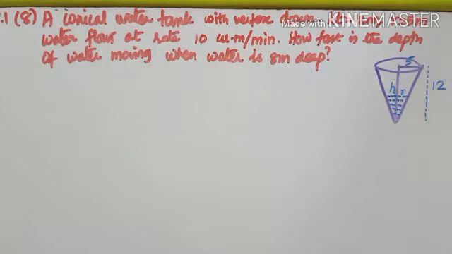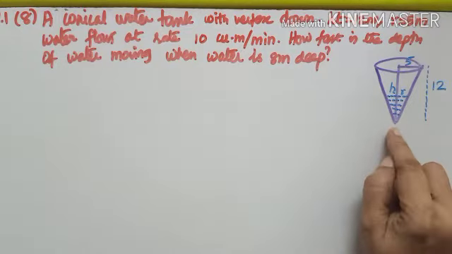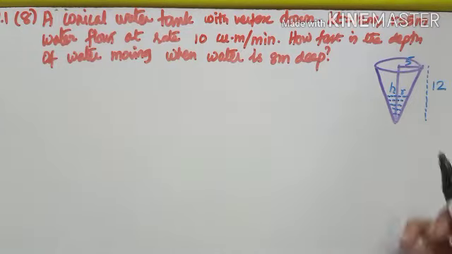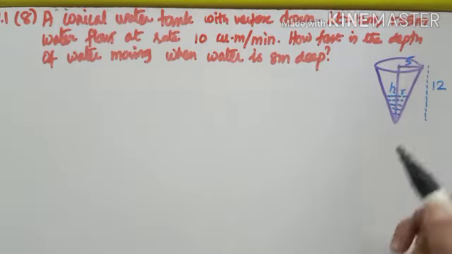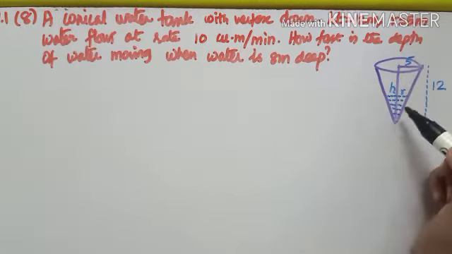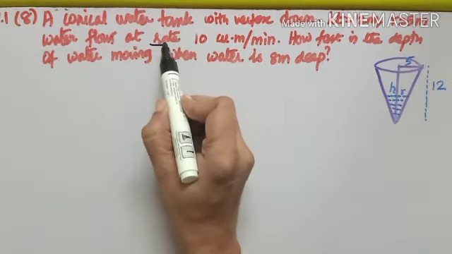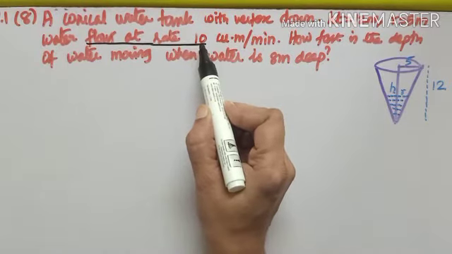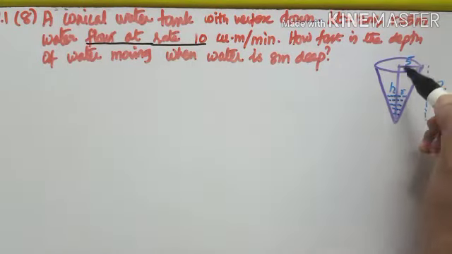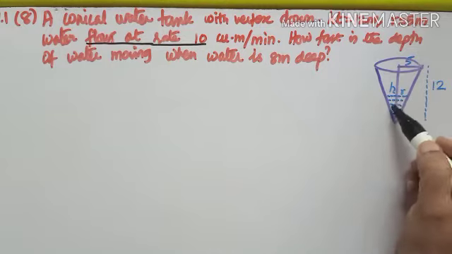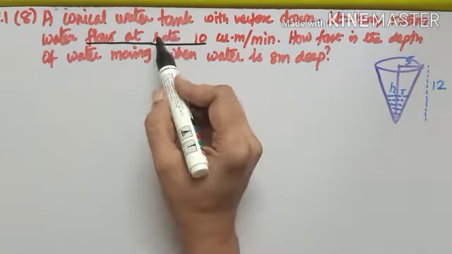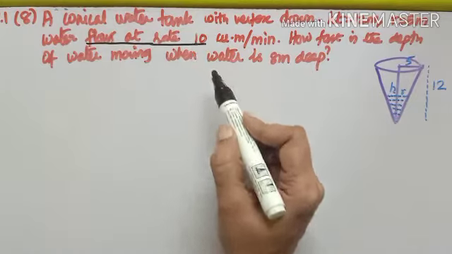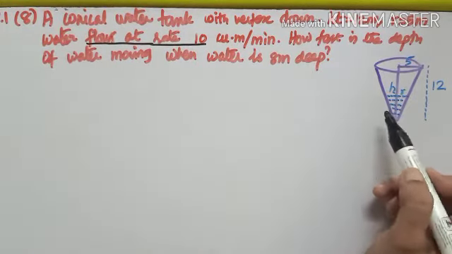Exercise 7.1 question number 8. A conical water tank with vertex down. So we draw vertex down. Height is 12 and radius is 5. Water flows at a rate of, so flows at a rate tells me it is dV by dt, because water gets filled in, that is the capacity or volume. Rate given is dV by dt, rate of change of volume.